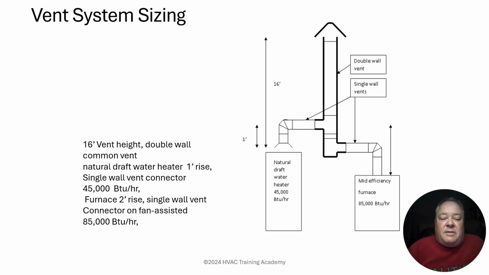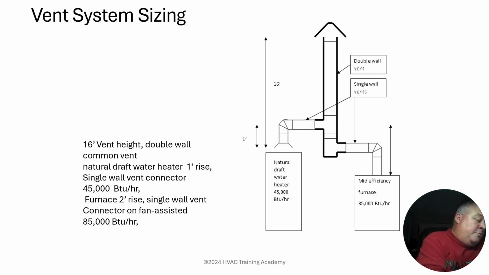You can see that my vent height there looks like 16 feet. We've got a 1-foot rise on the 45,000 BTU water heater, and our furnace has a 2-foot rise. It's a mid-efficiency, so fan assisted, again with a single wall vent connector at 85,000. Okay. So again, just to make sure, we've got 16-foot vent height.